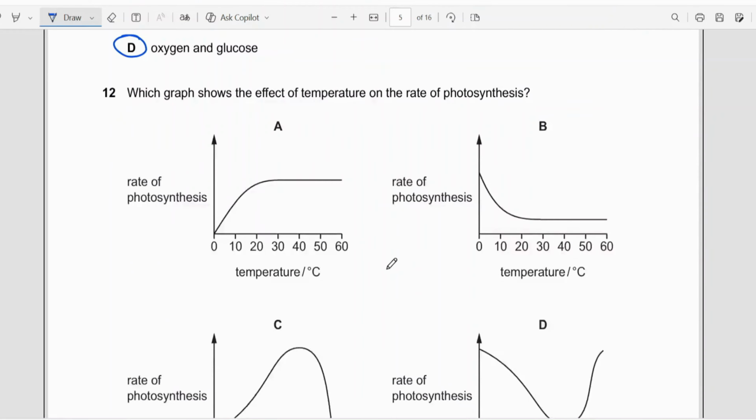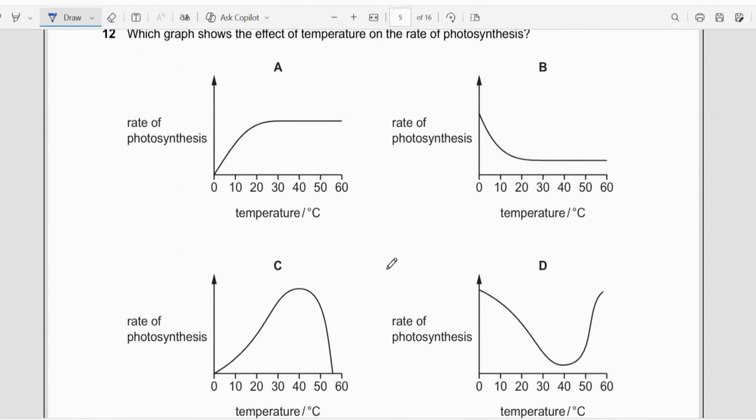Which graph shows the effect of temperature on the rate of photosynthesis? Temperature would denature the enzyme, so activity would ultimately decrease. This A is the graph for light and carbon dioxide, not for temperature.